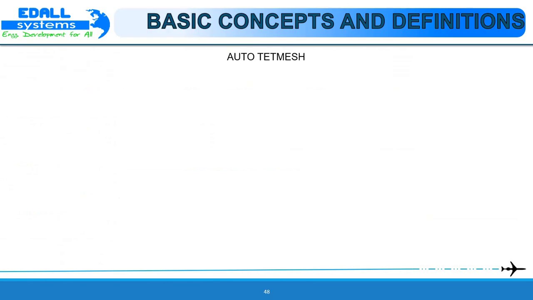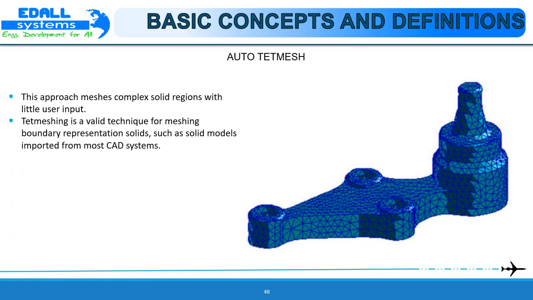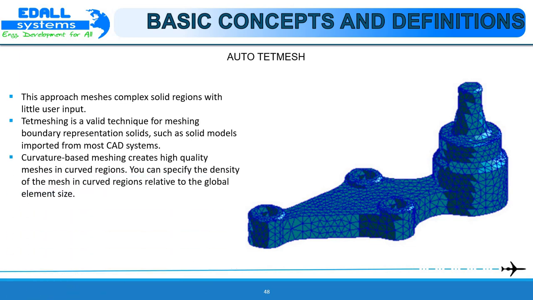Auto-TET mesh. The auto-TET mesh approach is a highly automated technique for meshing arbitrary solid regions of geometry. It creates mesh of tetrahedral four-noded solid elements for any closed solid, including boundary representation solids as well as regular solid regions. Some of the key features are: this approach meshes complex solid regions with little user input. TET meshing is a valid technique for meshing boundary representation solids, such as solid models imported from most CAD systems.